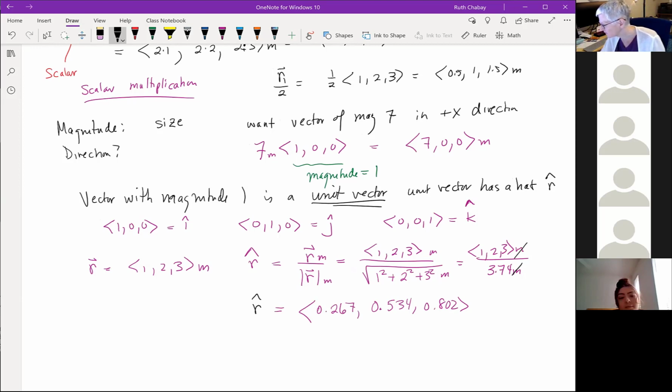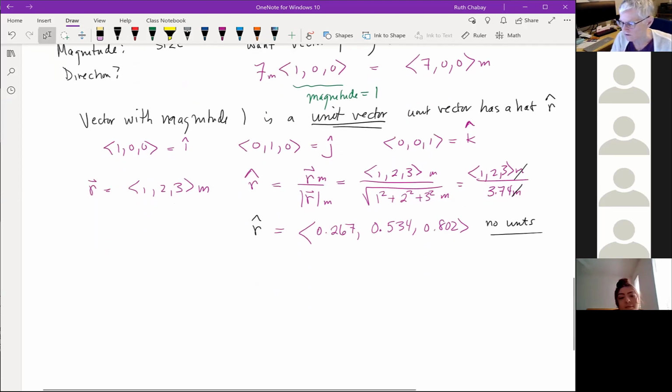Class ends at 12:20, but we have 6 minutes. So a vector of magnitude 7 in this direction, 7 times r hat, would be 7 times 0.267, 7 times 0.534, 7 times 0.802.